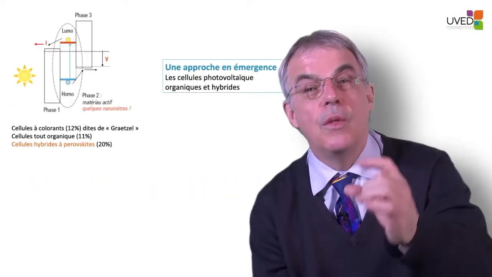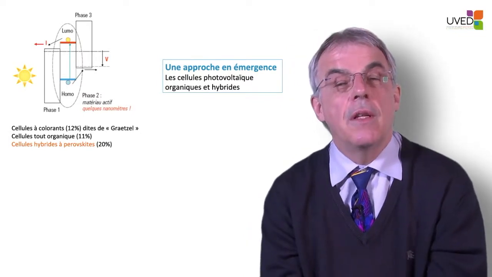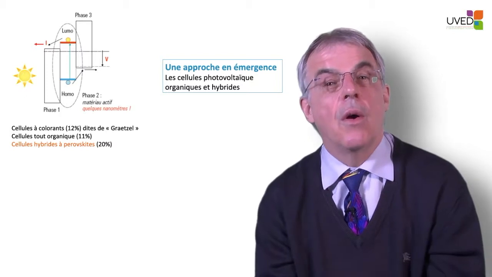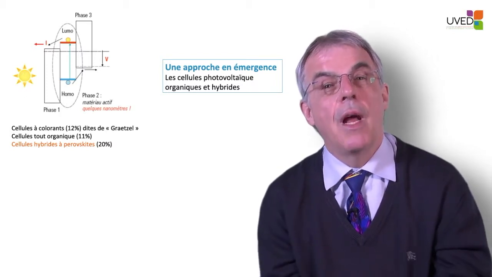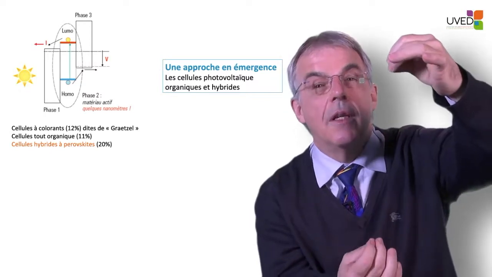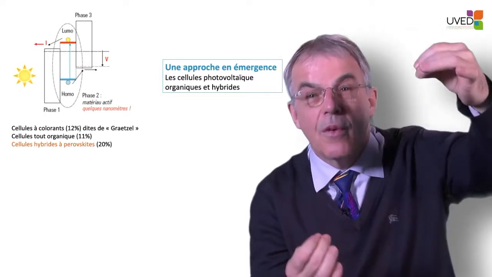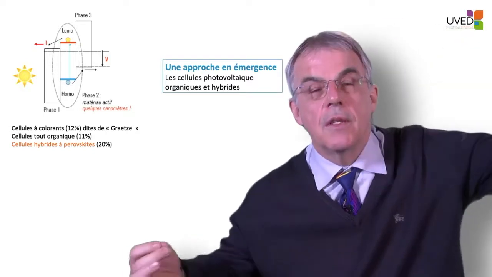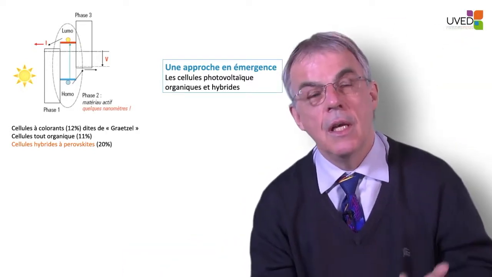There is now a new type of solar cells, two-level solar cells, solar cells based on molecular compounds, organic compounds, or hybrid solar cells. And with these solar cells, it is possible to connect directly the molecule, as in the case in natural chlorophyll, to extract electrons and holes in the external circuit.